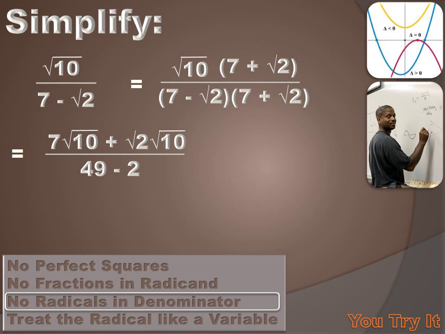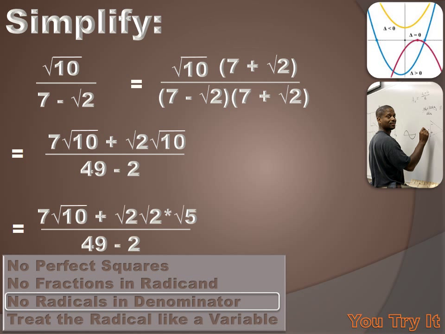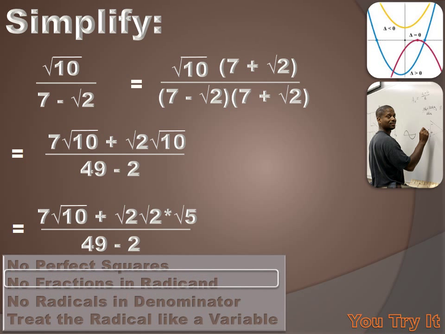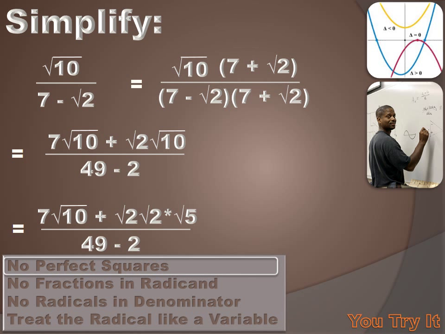Now, it seems to me I ought to be able to simplify this further. And I can see that I could break that square root of 10 up into the square root of 2 times the square root of 5, and then rewrite this as 7 times the square root of 10 plus the square root of 2 times the square root of 2 times the square root of 5 over 49 minus 2. Well, now I've got a perfect square. The square root of 2 times the square root of 2, which is just 2, and I can rewrite this as 7 times the square root of 10 plus 2 times the square root of 5 over 47.